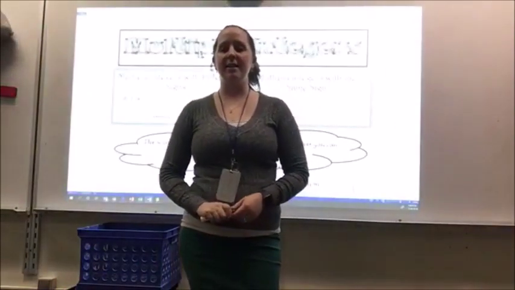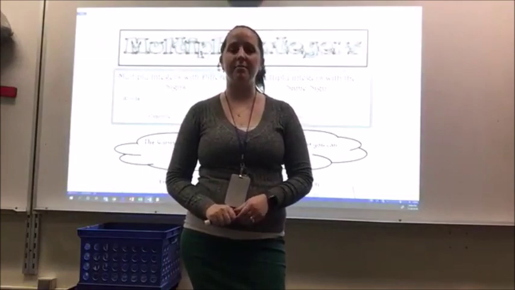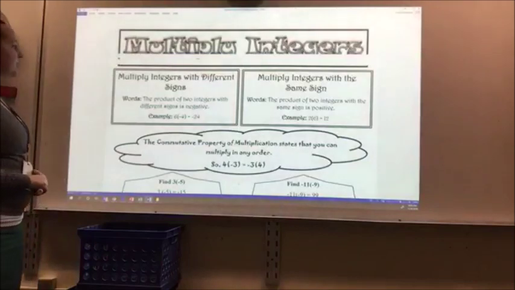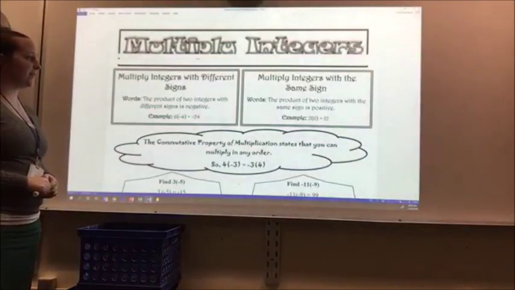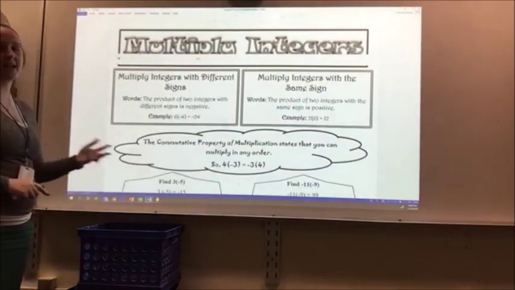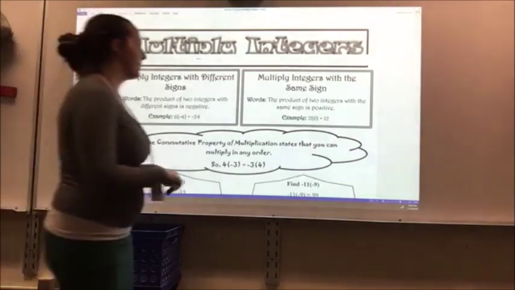All right, this is chapter 2, lesson 4, multiply integers. So, multiply integers with different signs. The product of two integers with different signs is negative. So if I have a positive times a negative, I get a negative. So 6 times negative 4 is negative 24.